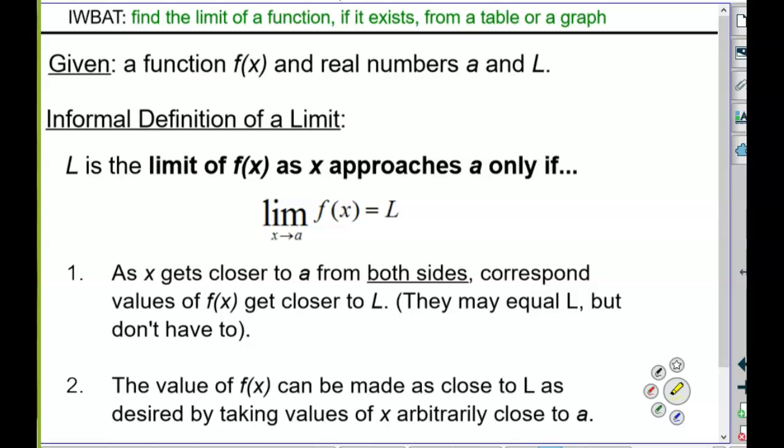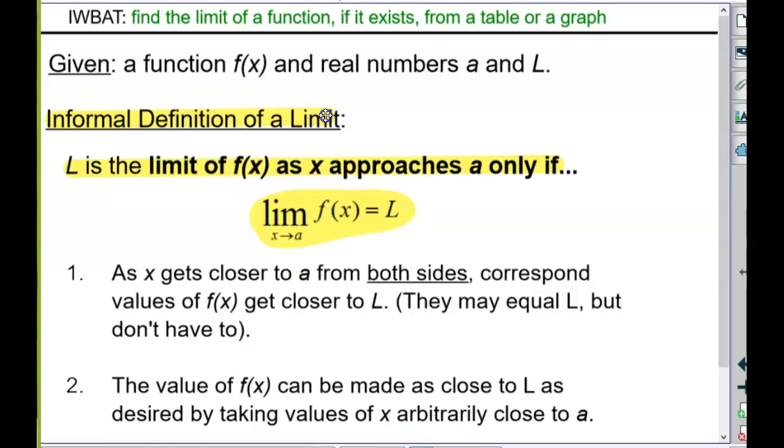All right? So we got to start off and just say, what happens if I have a function f? Okay? Well, f has real numbers a and L, and we'll talk about where those come from. But I'd like you to write down this part right here. It's an informal definition of what a limit is. And that's the only thing you're going to need to write down on this slide is what I highlighted in yellow.